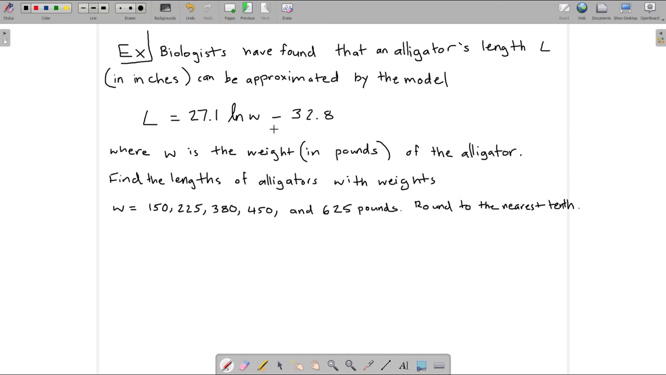Seeing this equation, you should definitely be thinking, this is a calculator problem. I want to find the corresponding lengths of alligators with these weights that we've listed here. So all we have to do is plug in these different values of W into our calculator. The way I would do that is start with the natural log, the ln. There should be an ln button on your calculator. Let's start with 150, and we'll just take ln of 150. Find that first. Then we want to multiply by the 27.1. And lastly, we subtract the 32.8.